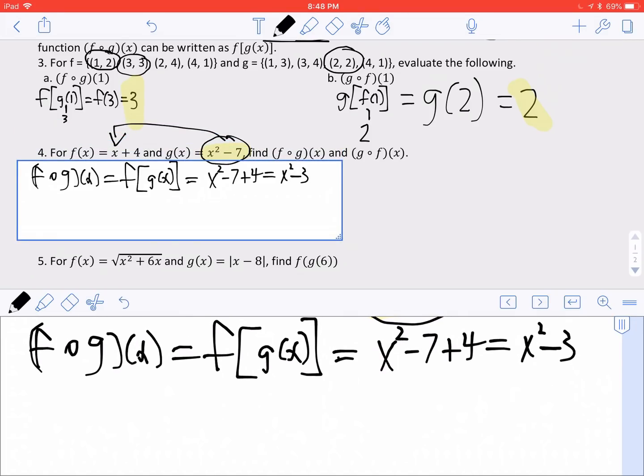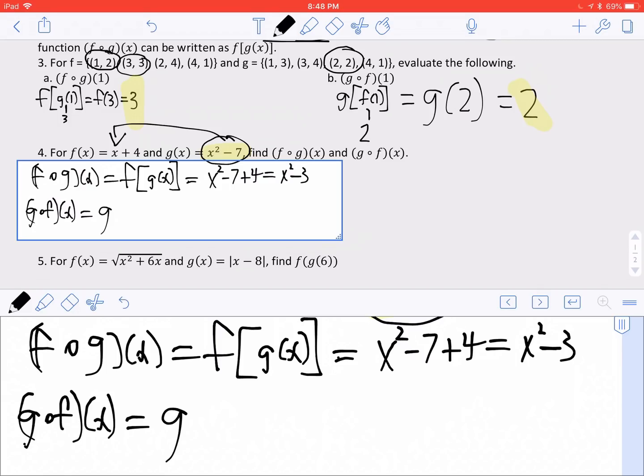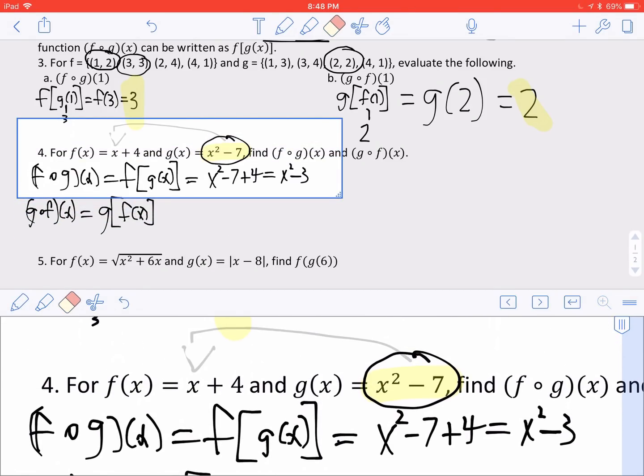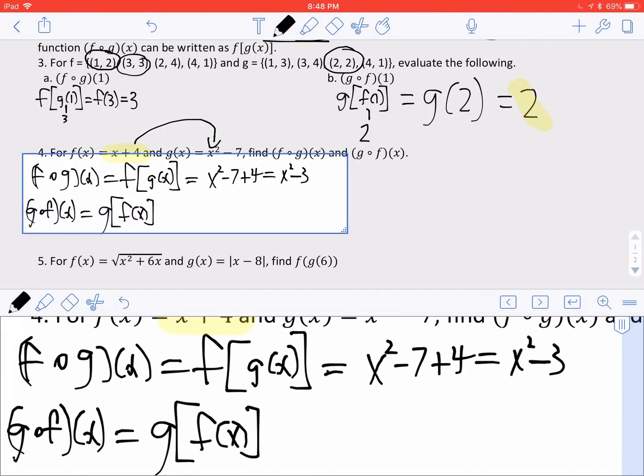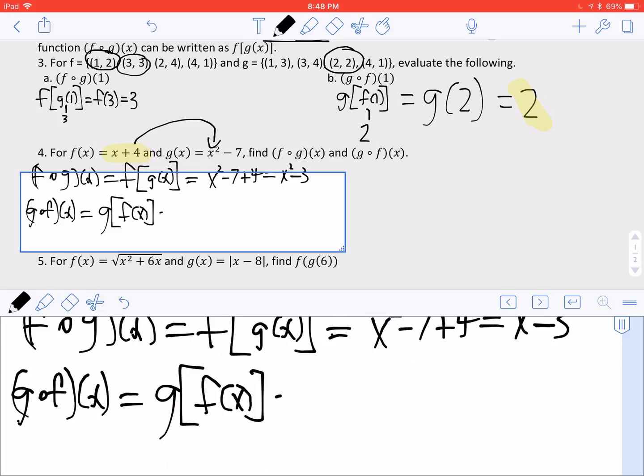And if we go in the other order, g of f of x, now that means I'm going to find g of f of x. So I'm going to do it in the other order. Here's f of x. I'm going to plug that entire expression in to the x here. So now instead of x squared minus 7, I have this entire quantity squared minus 7.